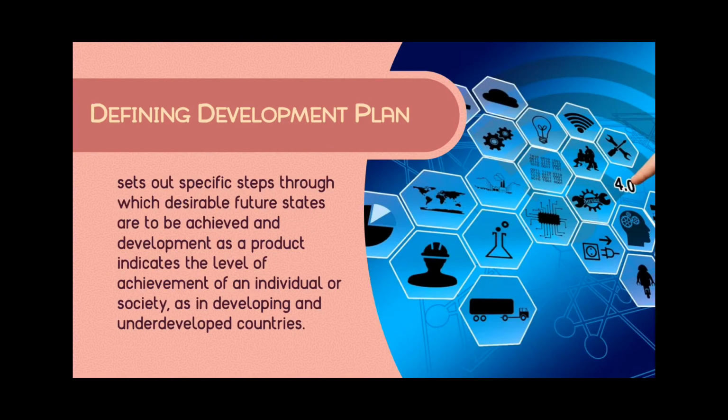Now, let's define the development plan. The development plan is an articulation of the development process that we want to go through in order to develop a certain phenomenon. It sets out specific steps through which desirable future states are to be achieved and developed as a product, and indicates the level of achievement of an individual or society, as in developing and underdeveloped countries.